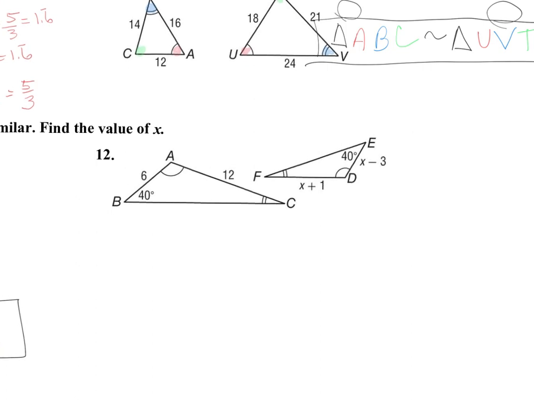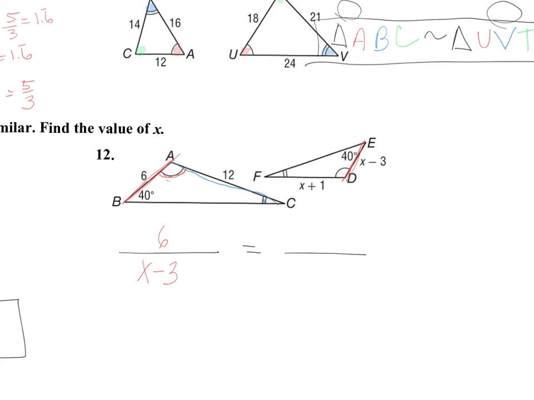Okay, if we take a look at the next one here, once again, we were told these are similar, so we are just setting up the proportion and then solving the proportion. So if I look at what's given over here, I could see that it's given that this is 6, so I'm going to start with this, 6. And I'm going to go over here and find between the angle that is 1 marking and 40. And that is right here, and that's going to be x minus 3.